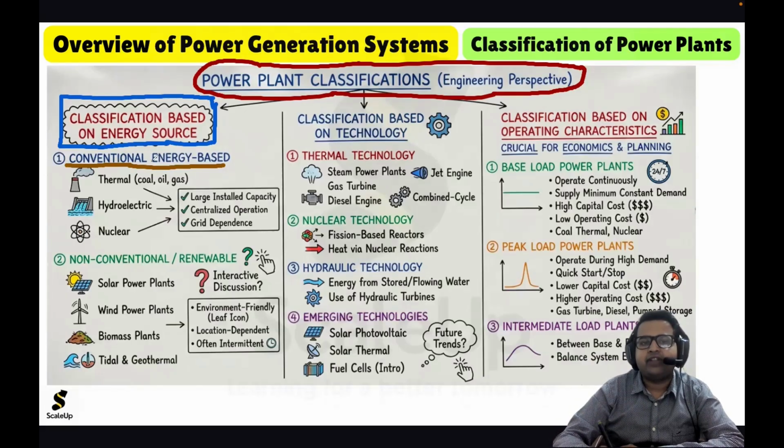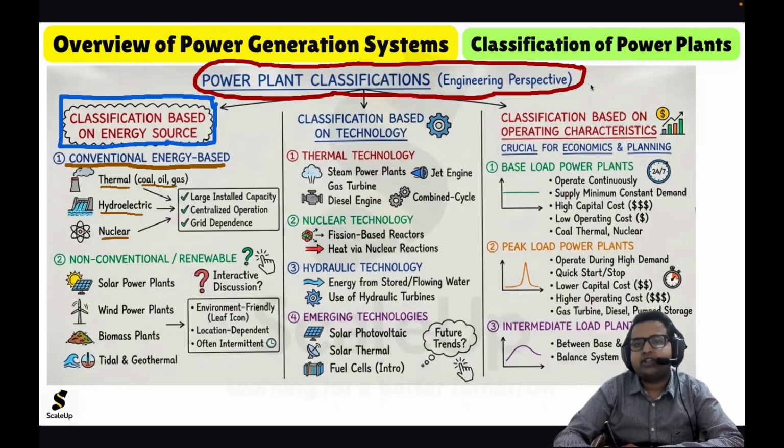So we have conventional energy based power plants like thermal power plants. In thermal power plants, we make use of coal, oil, or gas to generate electric power. We have hydroelectric plants and nuclear plants. So thermal power plants, hydroelectric power plants, and nuclear power plants are conventional energy based power plants.